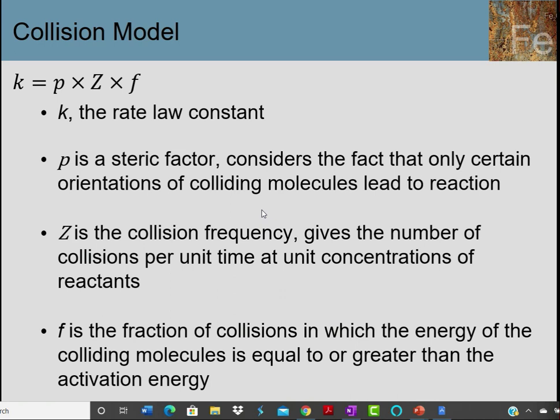So if P is large, a large steric factor, K is going to be big. If the collision frequency is large, then K is going to be big. And if the fraction of collisions that result in chemical reactions is large, say 90% of the times the molecules collide something's going to happen, well, obviously that's going to happen a lot more frequently. It's going to have a much faster reaction rate than one that only has 2%. That means 98% of the time nothing happens.